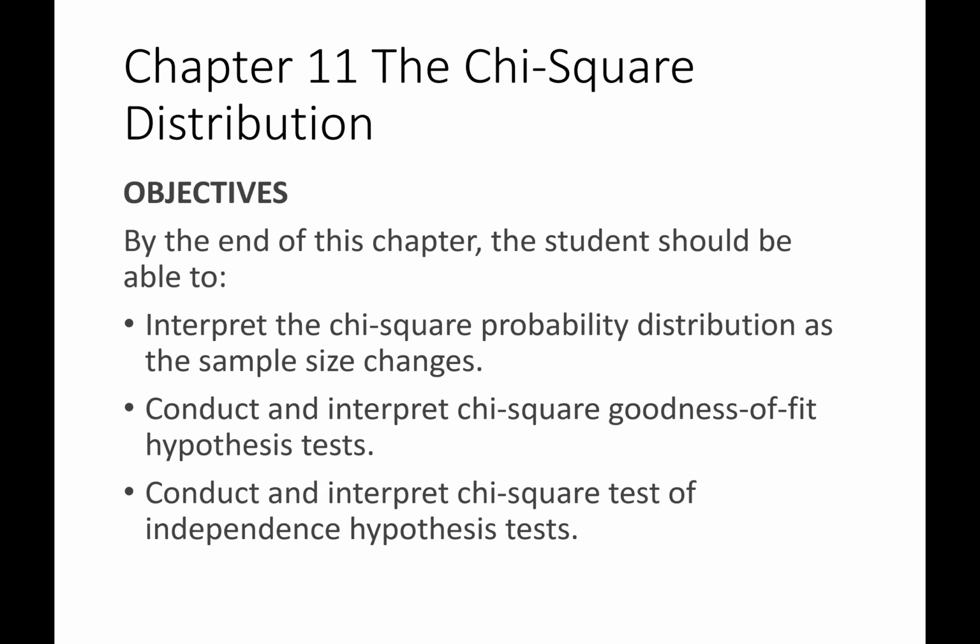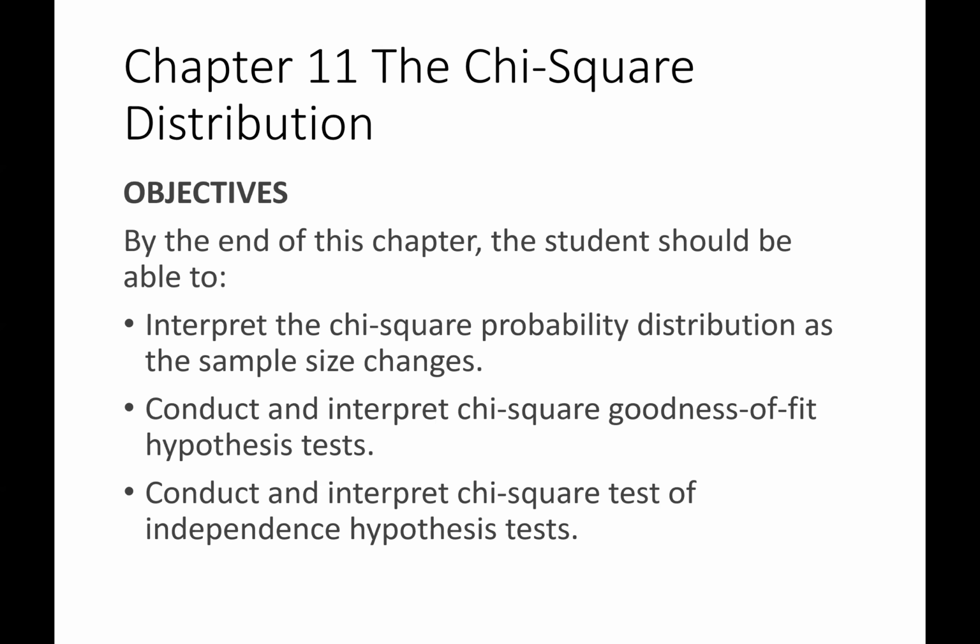And the second way you can use it is to test independence. So, you have two variables that you think are related to each other. And you can test whether or not there actually is a relationship between those two variables. And that is a chi-squared test of independence.